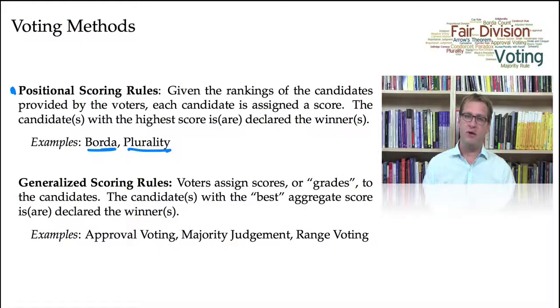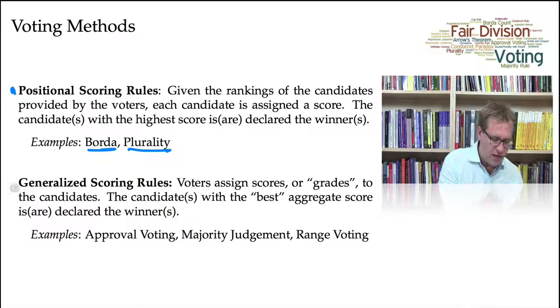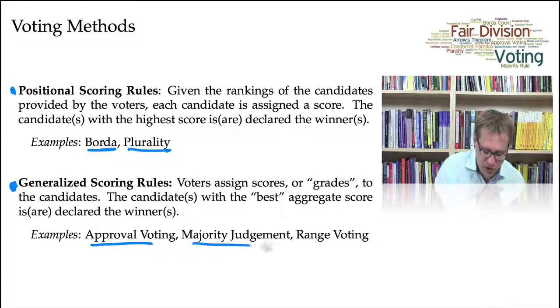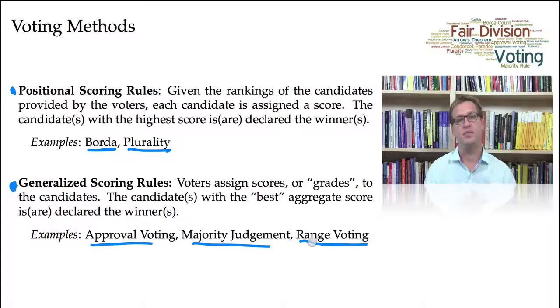A second class of voting methods are what we might call the generalized scoring rules. The idea here is that we allow the voters to directly score the candidates or alternatives. Then we somehow aggregate those scores among all of the voters and determine for each candidate what overall aggregate score that candidate gets. Then again, the candidate with the highest score, the best score, is declared the winner. Examples of voting methods that fall into this category are approval voting, majority judgment, and range voting.